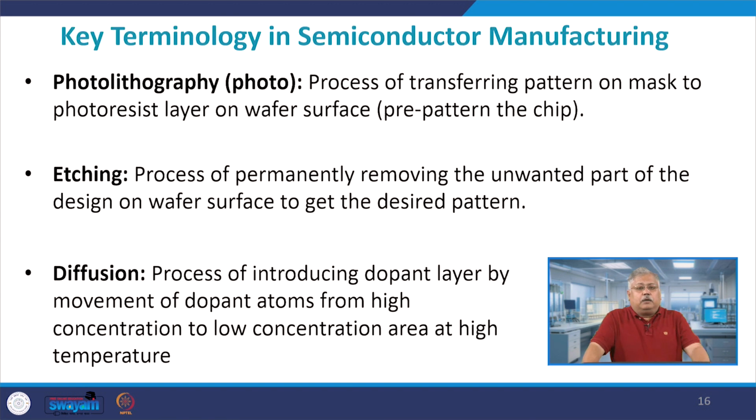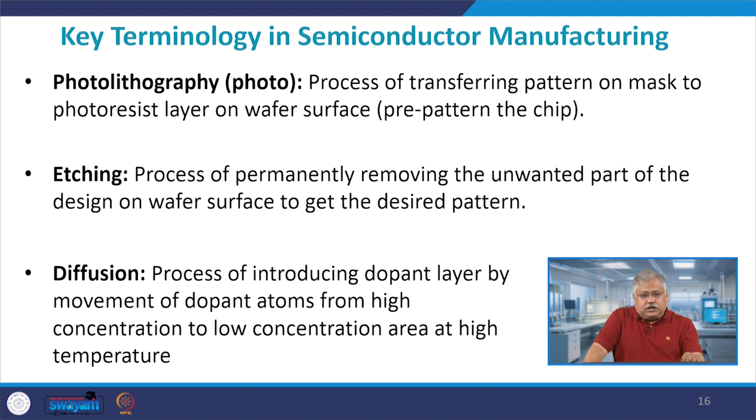Let's look at the basic terminologies which we will be using in semiconductor manufacturing. The first step is of course photolithography, the process of transferring the pattern on the mask to the photoresist layer. The mask is basically the IP of the fabrication house. It will have thin patterns. When you put light across it, it passes through those patterns and exposes the photoresist which has been landed onto the silicon wafer.